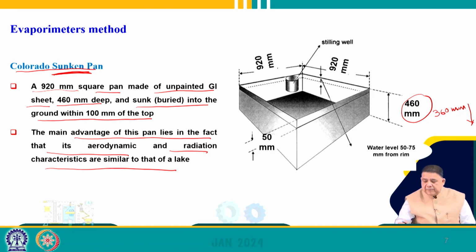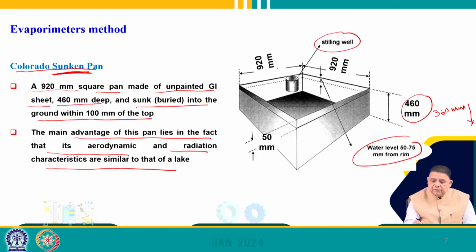In this case, we fill water up to a level of 50 to 75 millimeters from the rim, and then there is a stilling well which can be used for measuring the water level. So, changes in the water level, or the evaporation loss, are how it is basically measured.